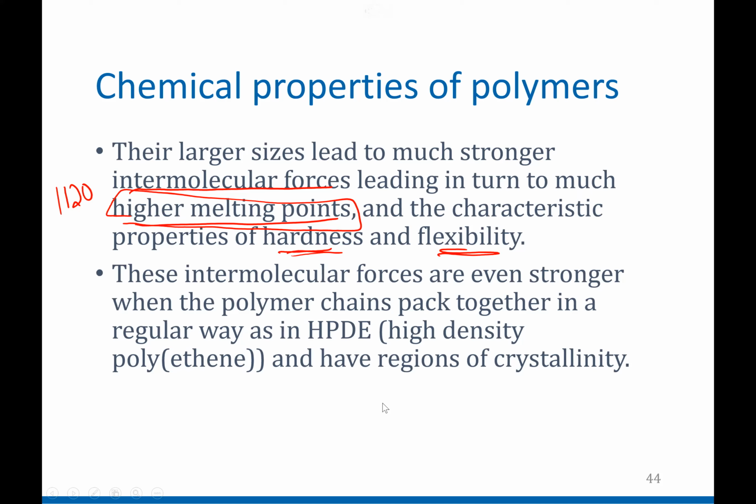When you have a high density polymer, so a straight chain polymer, for example, the intermolecular forces can be even stronger. So in high density polymers, where the molecules are so close together, their intermolecular forces are going crazy.